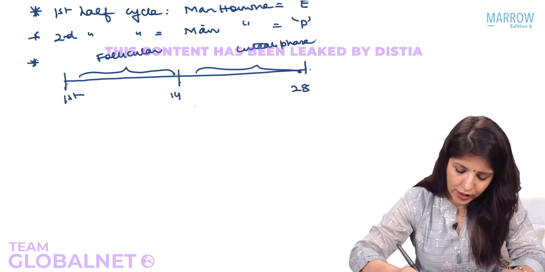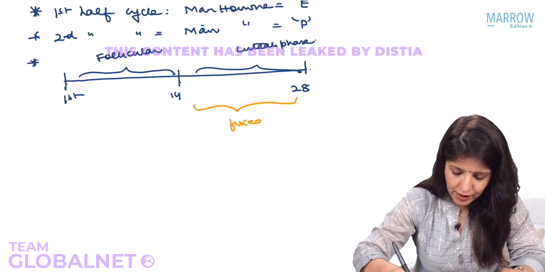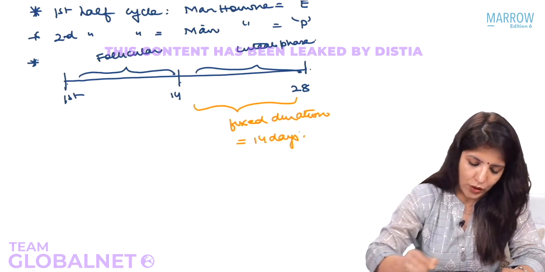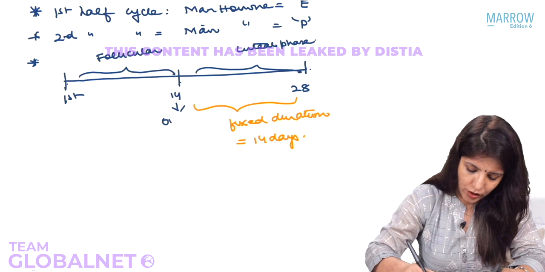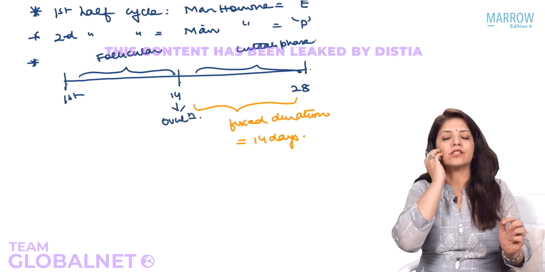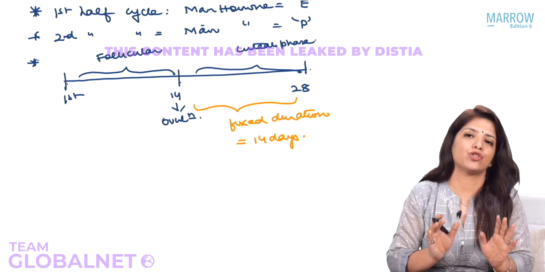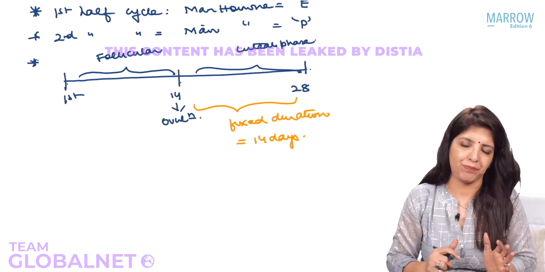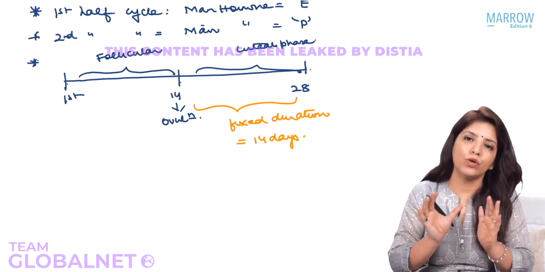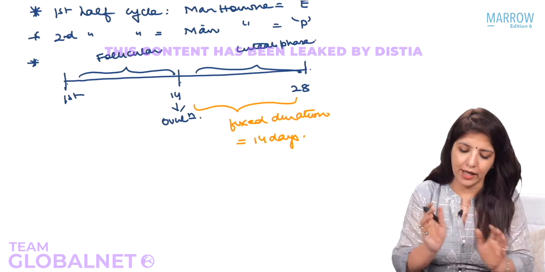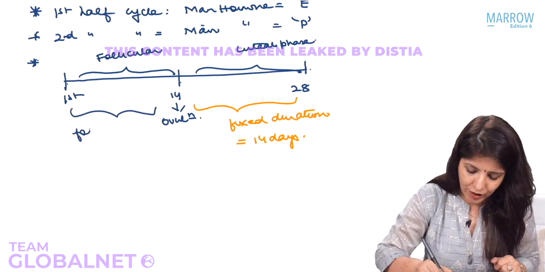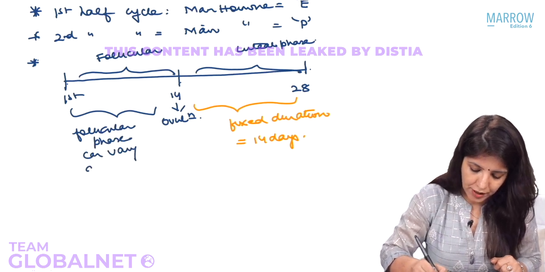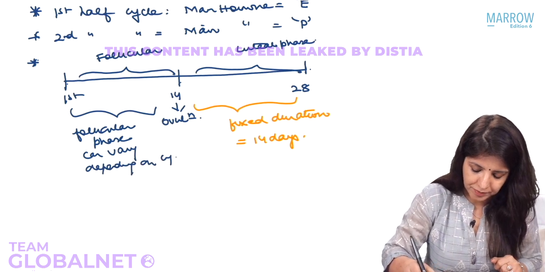Now, it is the luteal phase which is fixed. It has a fixed duration, and the duration is fixed to 14 days. Right, on day 14, ovulation was happening. So it is the luteal phase whose duration is fixed to 14 days. If in a female the cycle is not of 28 days, in that case it is the luteal phase whose duration will be fixed to 14 days. The follicular phase can vary depending on the cycle length.